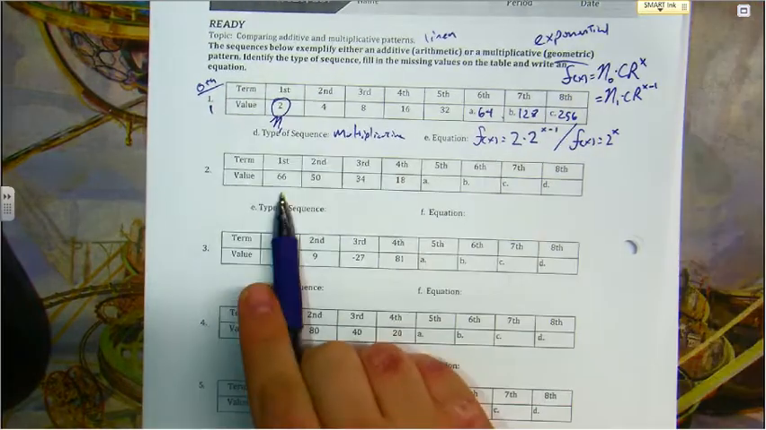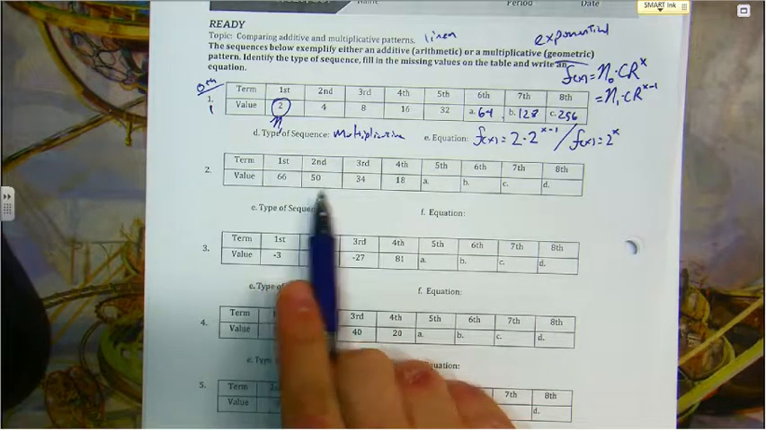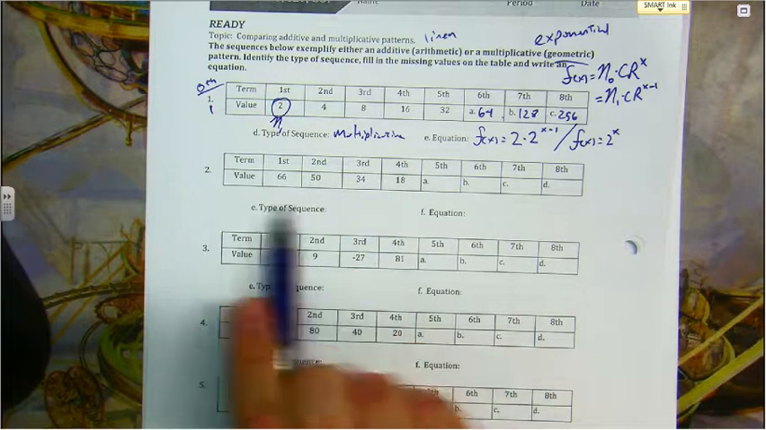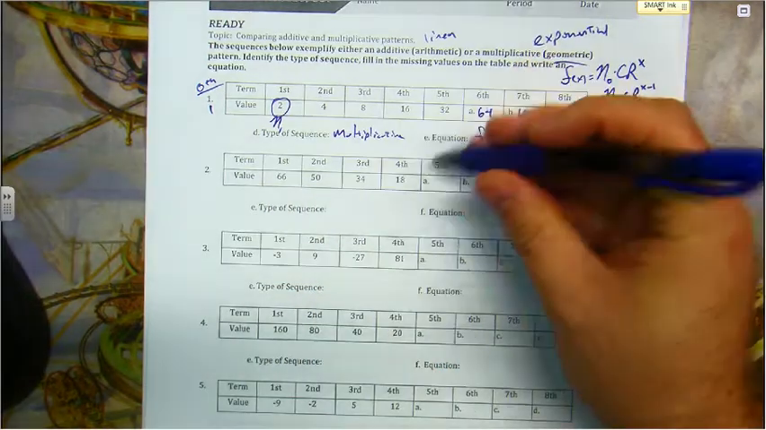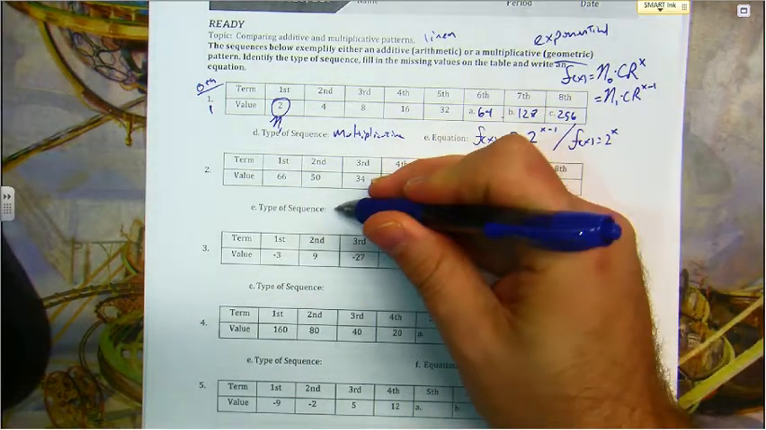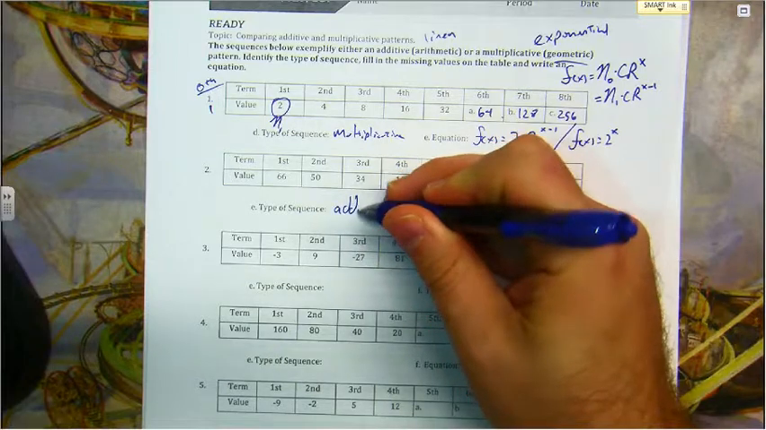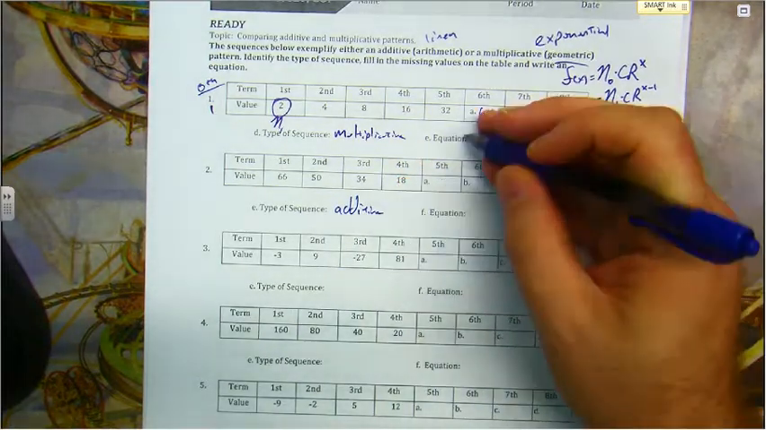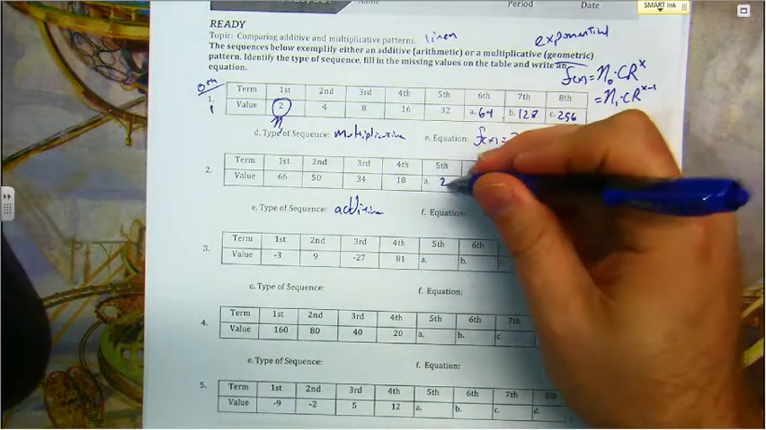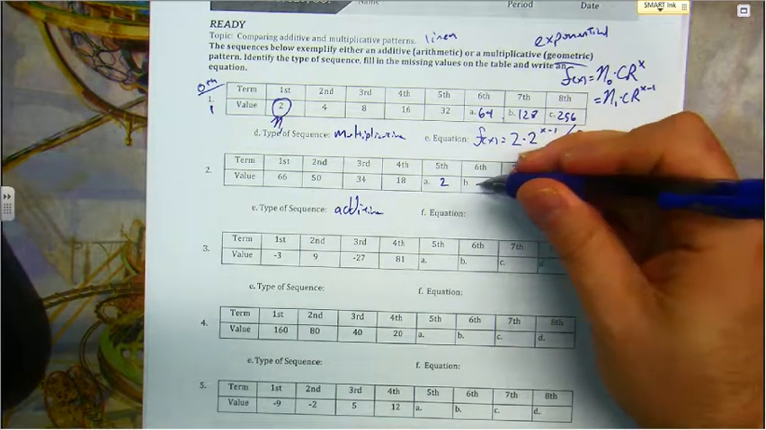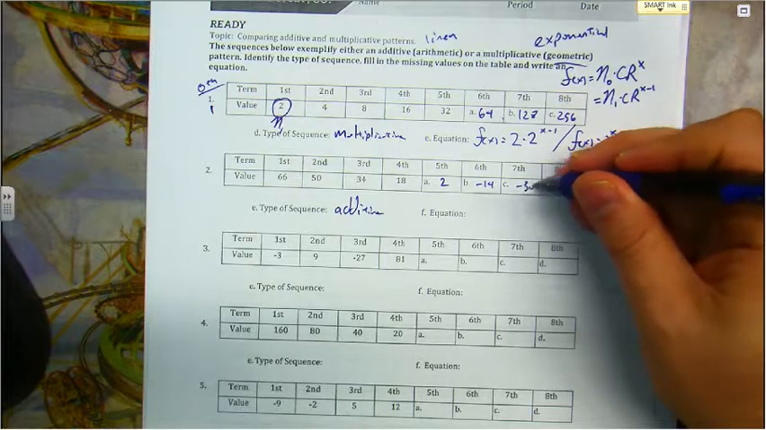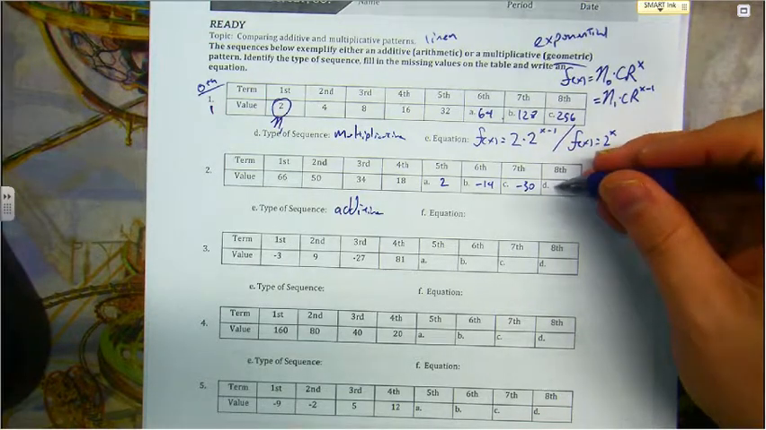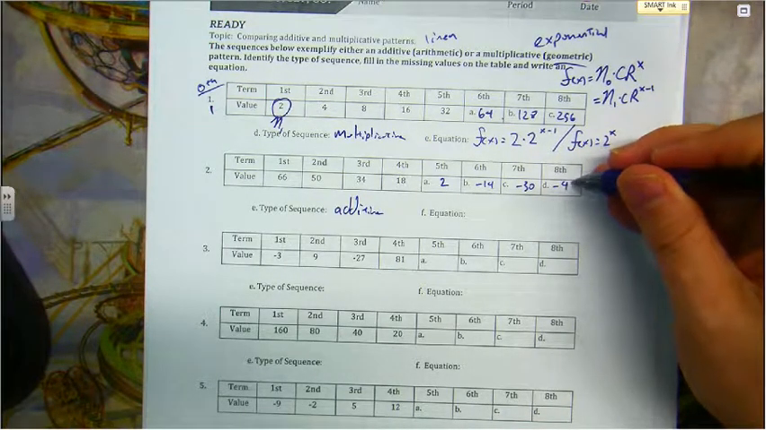So we have 66, 50, 34, 18. And it looks like we're subtracting 16 each time. So this is going to be additive. And if we're subtracting 16, 18 minus 16 is 2. 2 minus 16 is a negative 14. Negative 14 minus 16 is a negative 30. And then negative 30 minus 16 is going to be a negative 46.